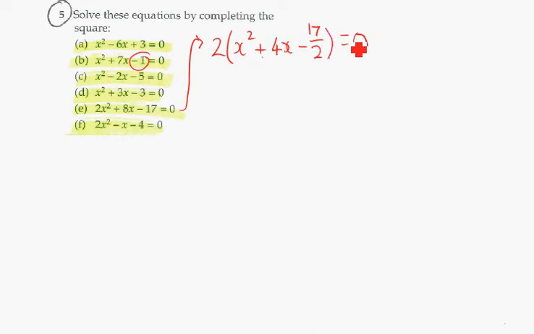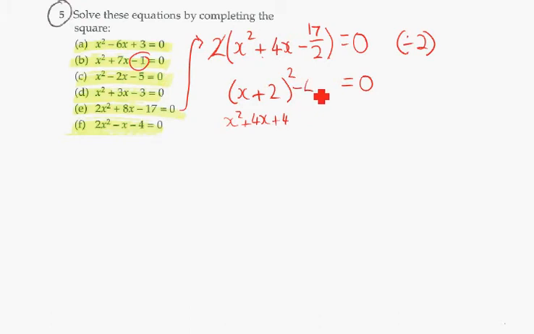Now the nice thing about this is that we can divide both sides by a factor of 2. So the left-hand side, when we divide by 2, will cancel out that 2. And of course 0 divided by 2 is still 0. So I'm left with just the bracket. Now that's clearly come from x plus 2 all squared. And if we just quickly think about what that would give us, x squared plus 4x plus 4.